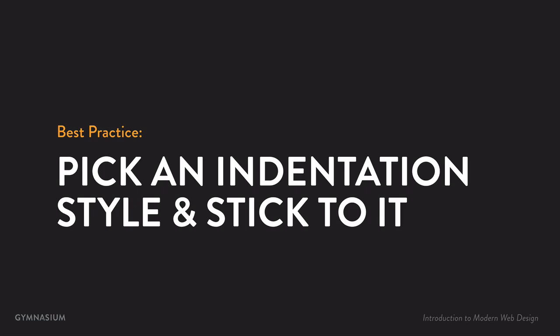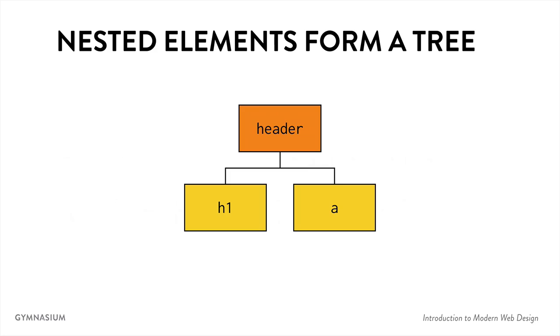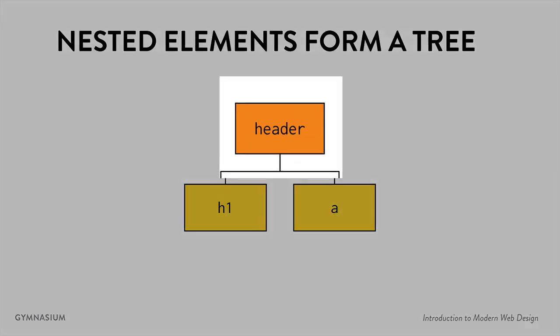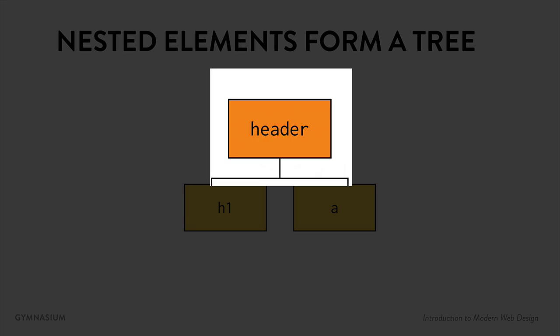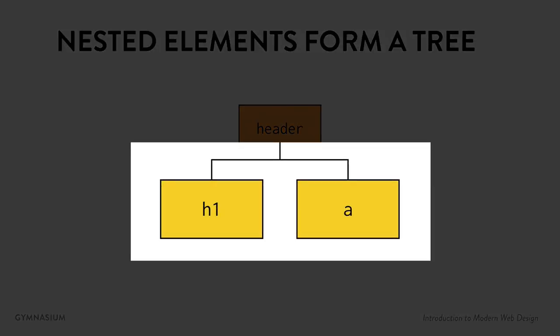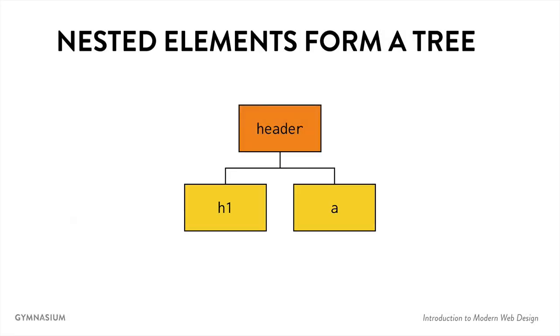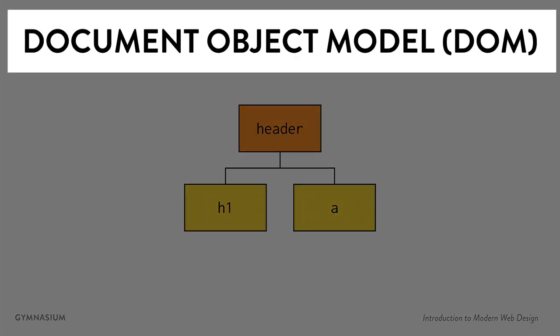Now, when we nest elements within one another, we create relationships between those elements. We often use family metaphors in order to discuss how elements are related to one another, and when we diagram how they're related, we often use a tree. So here you can see the header element is the parent, and it has two children, the H1 and the anchor element. Taken together, these form the document object model.